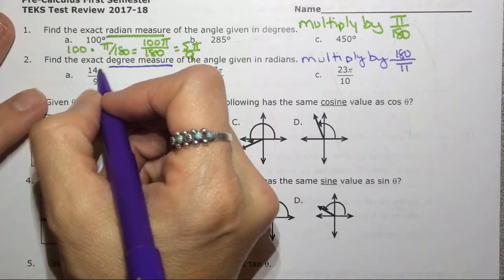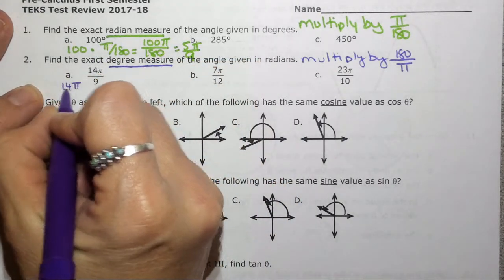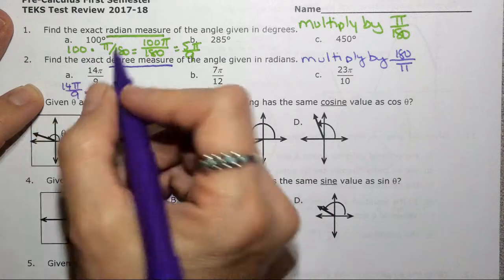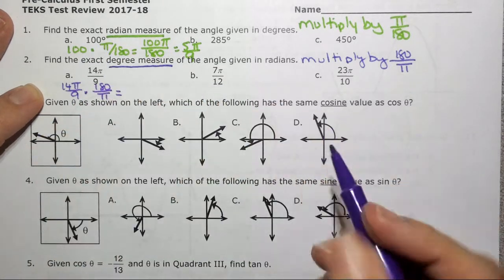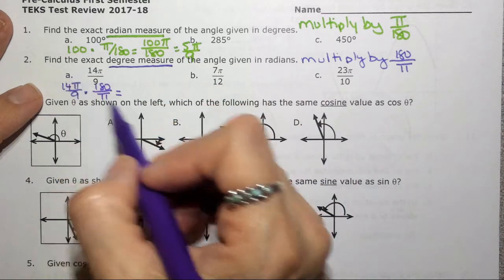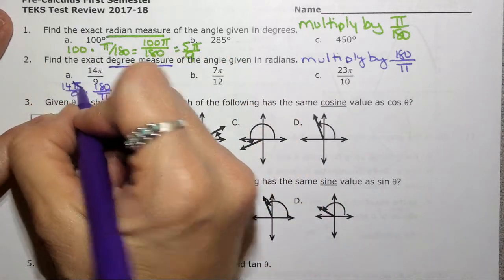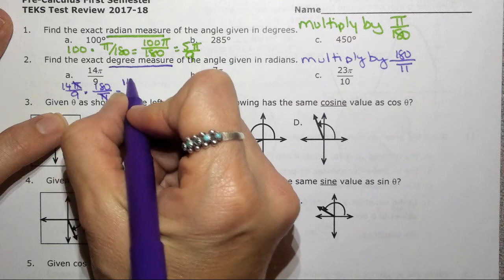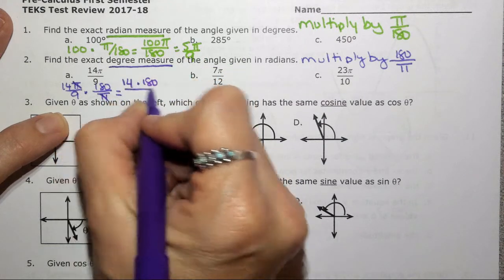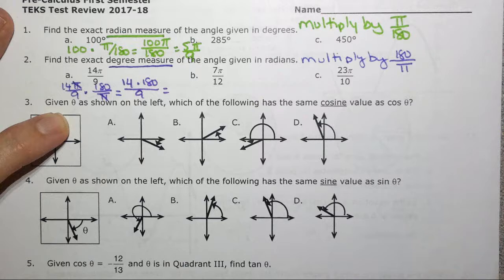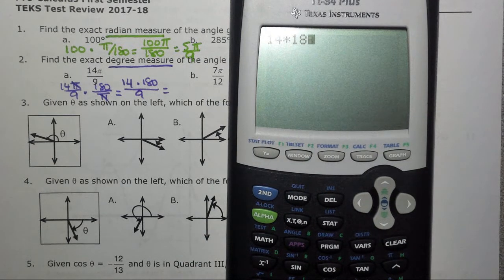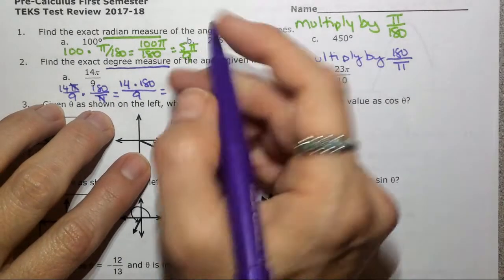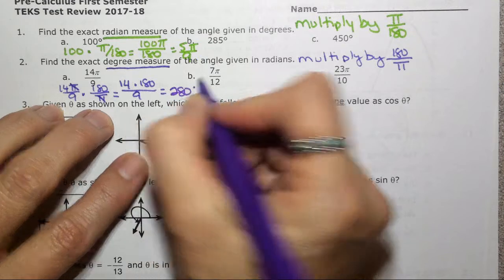So on A, we're going to take 14 pi over 9, and we're going to multiply it by 180 over pi. I'm going to remember that when I multiply, I can cross cancel, so my pi's will cancel out. So I have 14 times 180 divided by 9. I'm going to go straight to my calculator. I'm going to type in the numerator first. 14 times 180, hit enter, divide that by 9, and it's going to be 280 degrees.